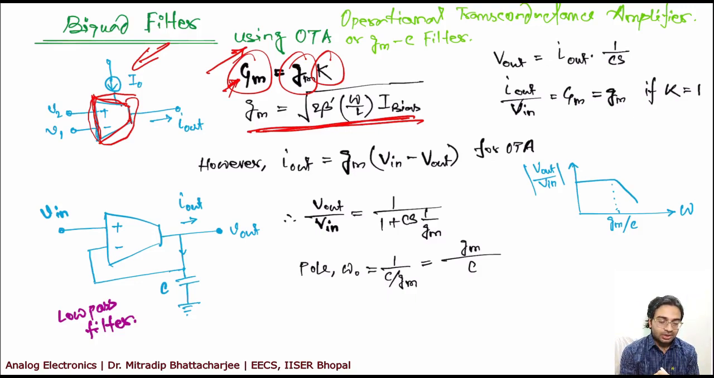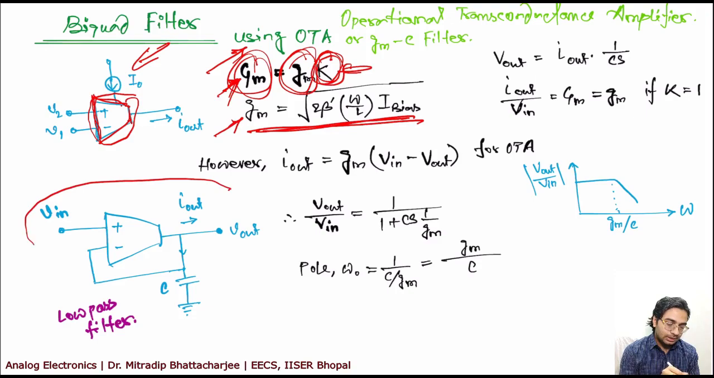Now this function capital GM is equal to small gm into K. Say K equals 1. If K equals 1, your capital GM will be equal to small gm. We also know the value of small gm, which is nothing but root over 2 beta dash W by L into I bias.